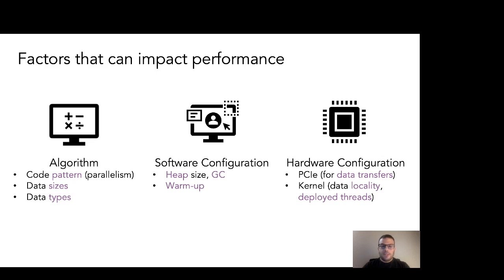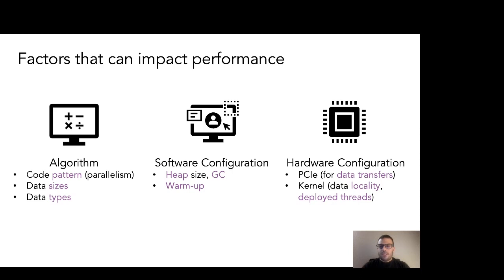The second category regards software configuration. We are working on a JVM, so we know that if you have a small heap size, that can trigger garbage collection more often. And then you want to ensure that the code has been JITted, so you need to perform some warm-up in order to ensure that the code will not run in interpreted mode.